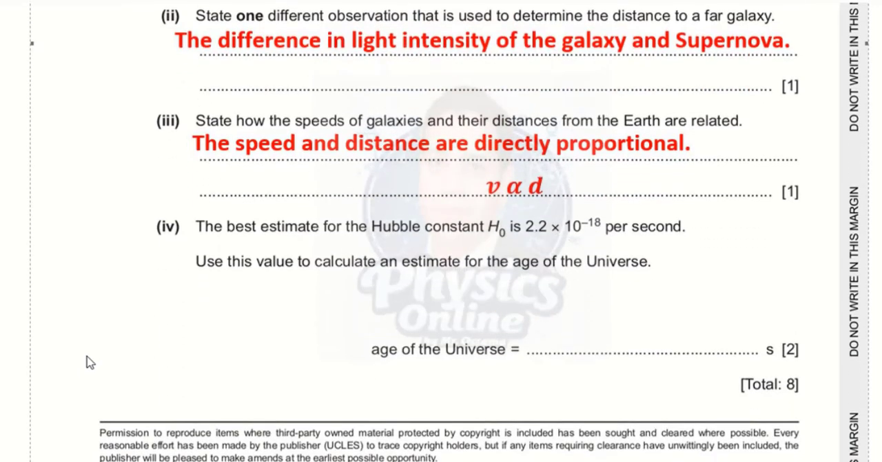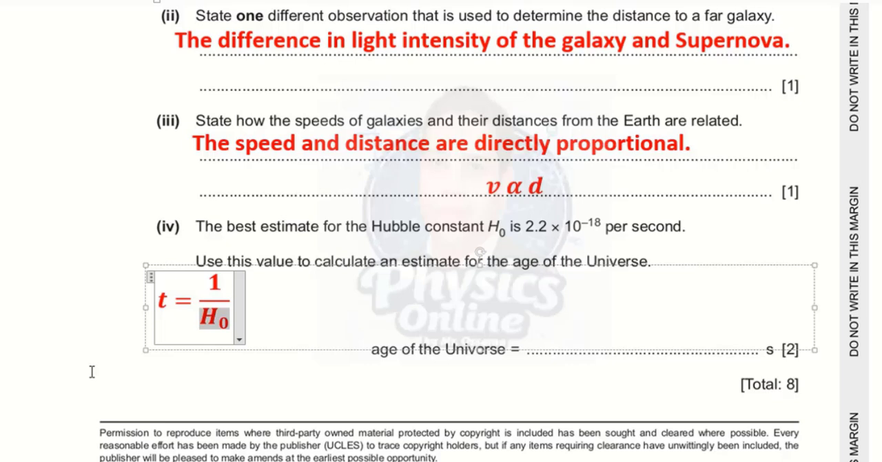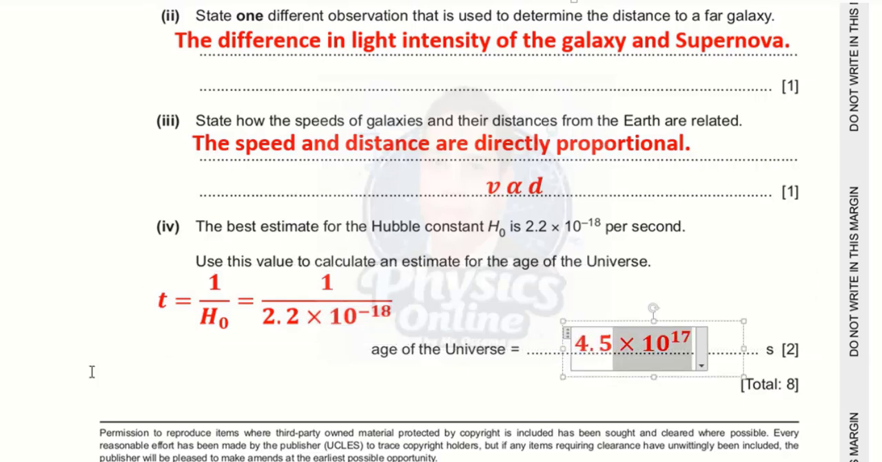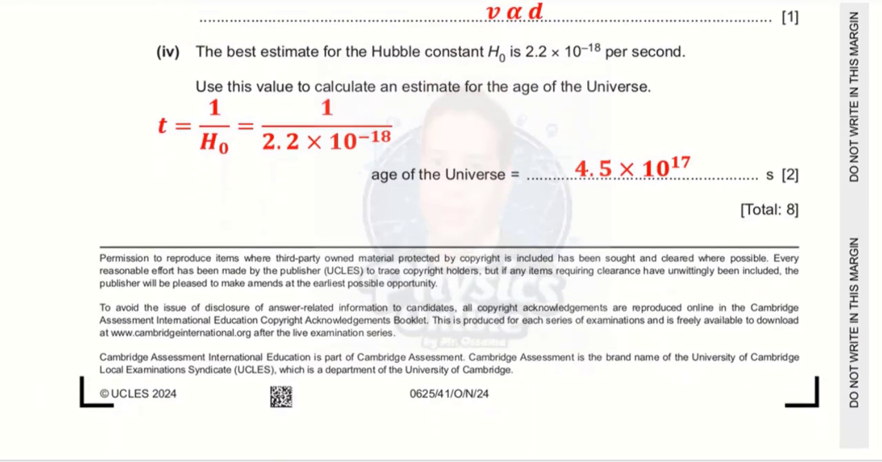The best estimate for the Hubble constant H0 is 2.2 times 10 power negative 18 per second. Use the value to calculate an estimate for the age of the universe. The age of the universe is the inverse of the Hubble constant. So we can say the time equals 1 over the Hubble constant, which equals 1 over 2.2 times 10 power negative 18, giving about 4.5 times 10 power 17 seconds. This is an estimate for the age of the universe.